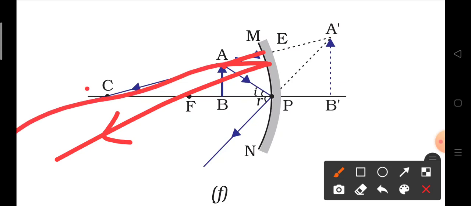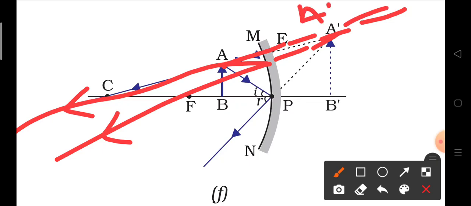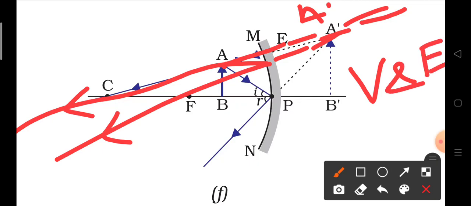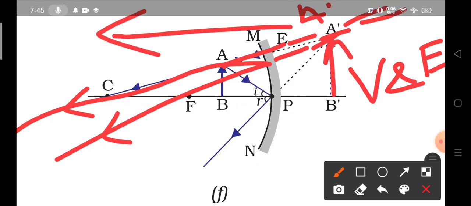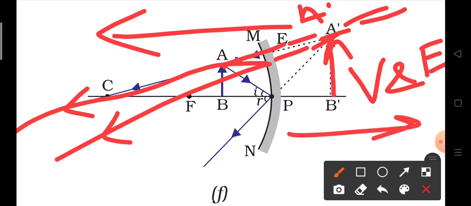They are not actually meeting each other, so that is why we produce them backward. So they appear to meet at A dash. Appear to meet means the image is virtual and erect. The image is virtual and erect, and it is behind the mirror. As you see, the object is on the left side of the mirror and the image is on the right side of the mirror, that is behind the mirror.